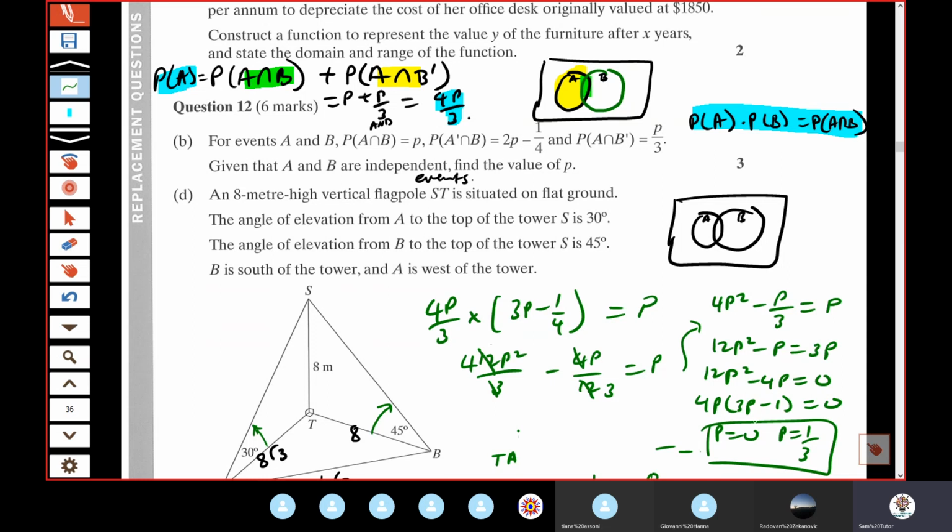But P equals 0 would mean that they're mutually exclusive, so I think the one we want is P equals a third. And plus, if P equals 0, look at this one here. Actually, here's a good one. If P equals 0, what happens to this answer here? It becomes a negative. You can't have probability becoming a negative. So there's two ways to look at it. One, we know that P can't equal 0 because that gives you mutually exclusive events. Otherwise, yeah, that's the answer.